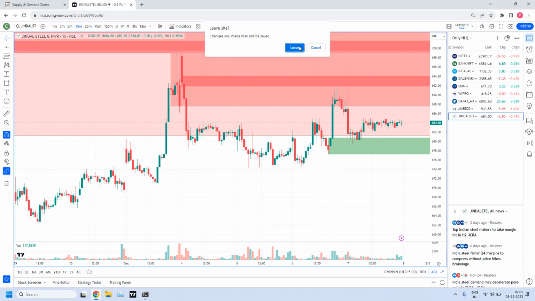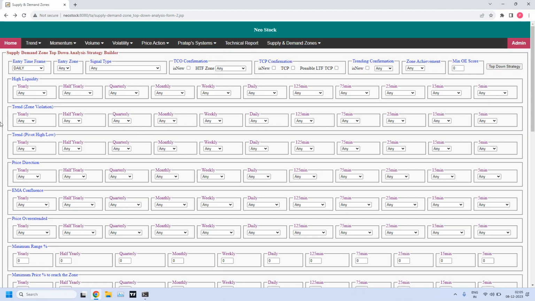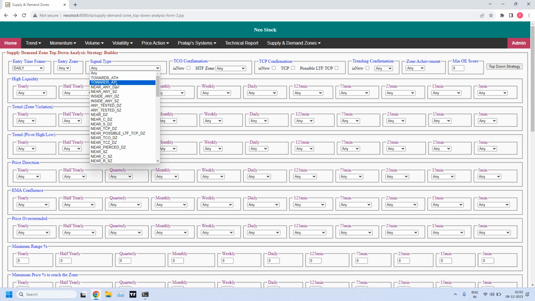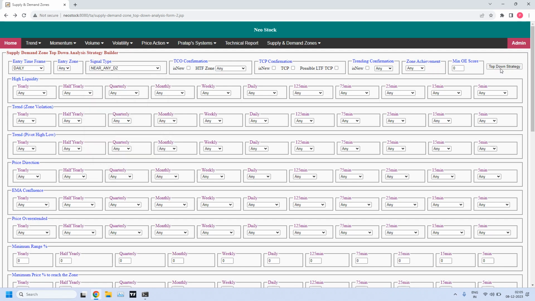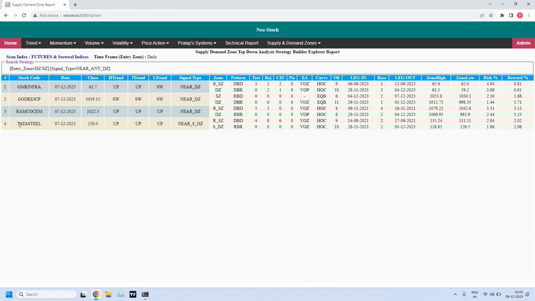Now let us generate demand and supply zones for daily time frame. Entry time frame is daily. Let us find the stocks which are near to the daily demand zone. So 4 stocks are filtered which are near to the daily demand zone. And we have one high liquidity zone, Tata Steel, which is a fresh zone.